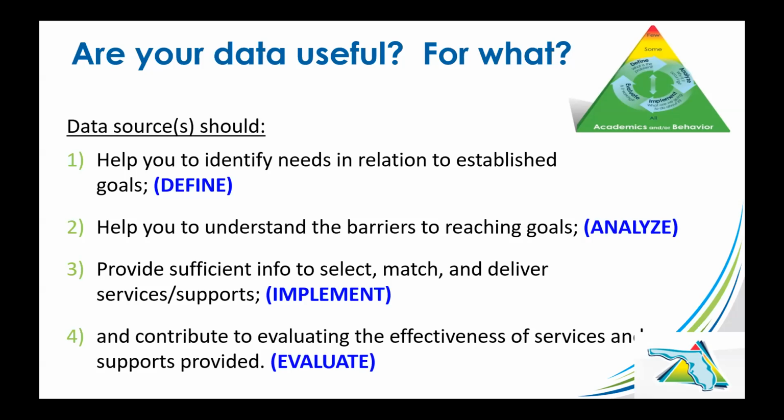The third is talking about providing sufficient information to select, match, and deliver those services or supports. This is where we've taken our data, we've realized why we are having these issues. We've then been able to carefully select interventions that might be better in addressing some of the problems that we're having. And that helps us determine these are the interventions, therefore this is what we're going to implement, which is the third step in the problem-solving process. And finally, then contributes to evaluating the effectiveness of services and supports provided. That fourth step in the problem-solving process is then evaluating and using our data for decision-making.